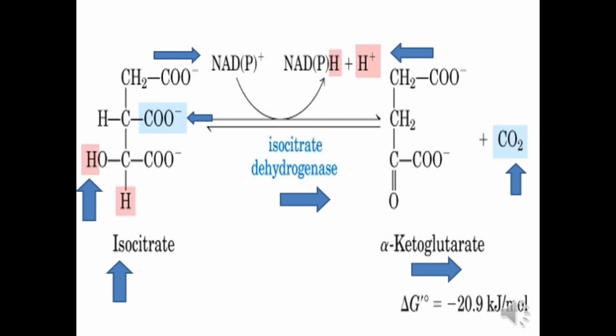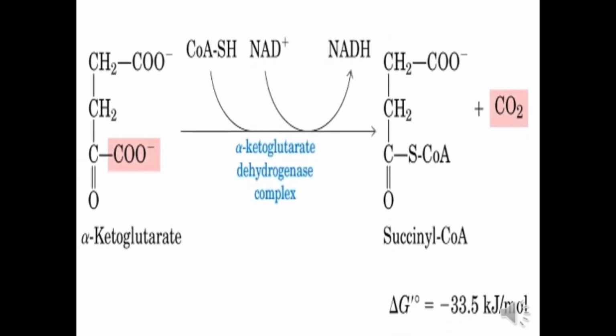contains 5 carbon atoms. In reaction 4, the alpha-ketoglutarate, which contains 5 carbon atoms, undergoes oxidative decarboxylation in a reaction catalyzed by a multi-enzyme complex known as alpha-ketoglutarate dehydrogenase. This enzyme contains CoA-SH as cofactor.